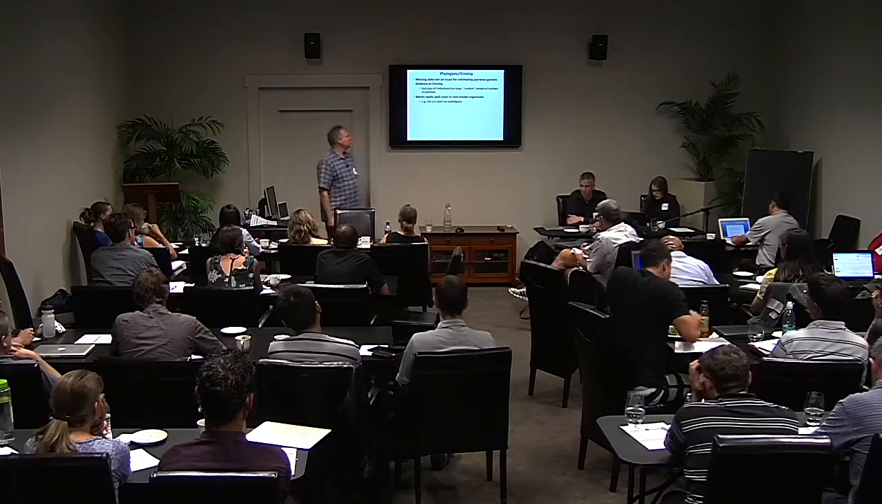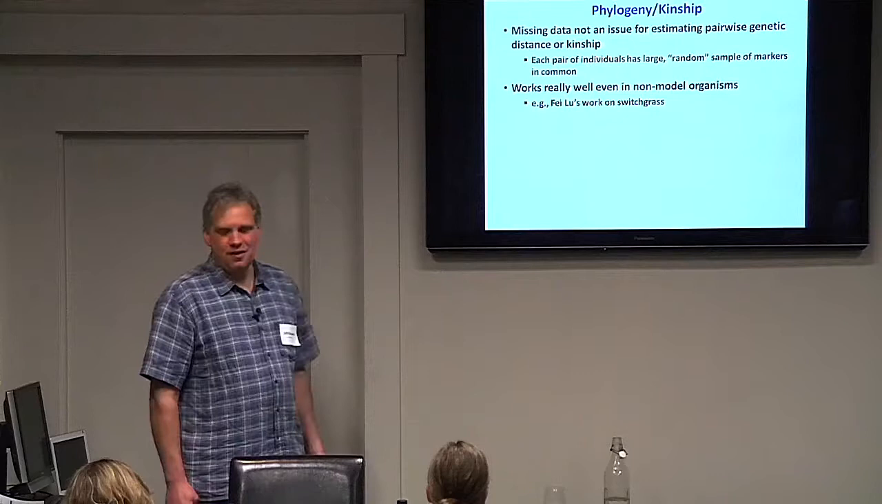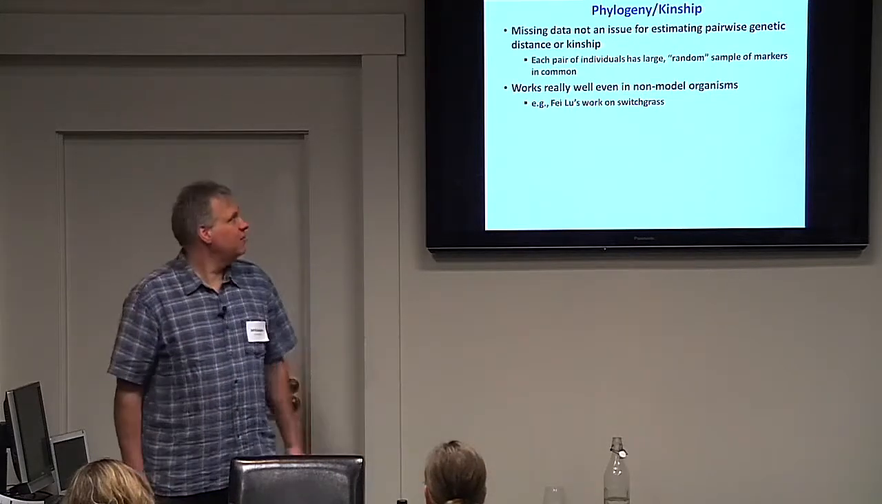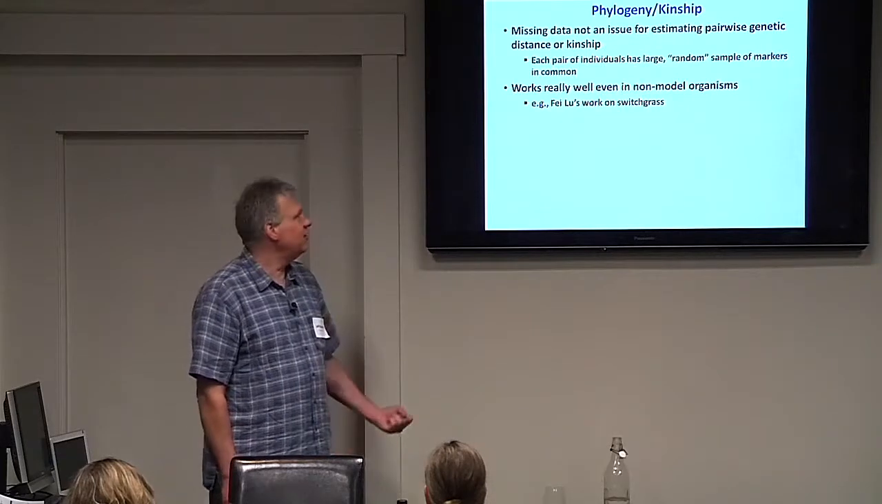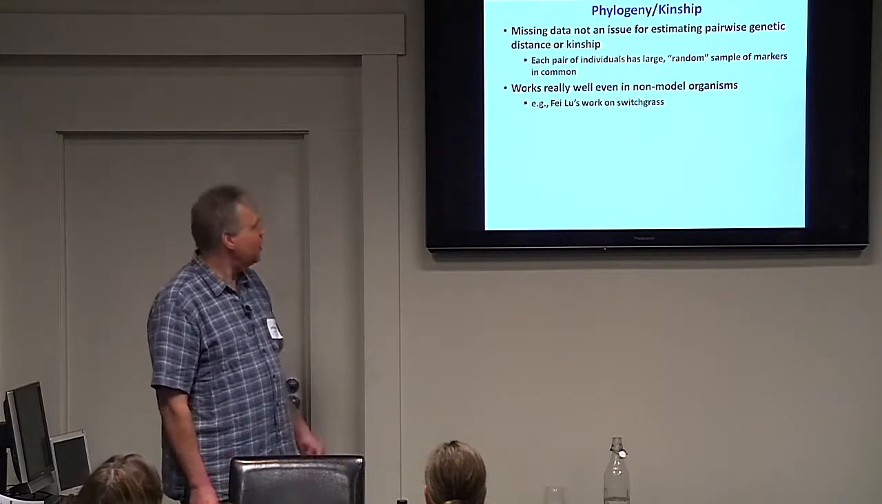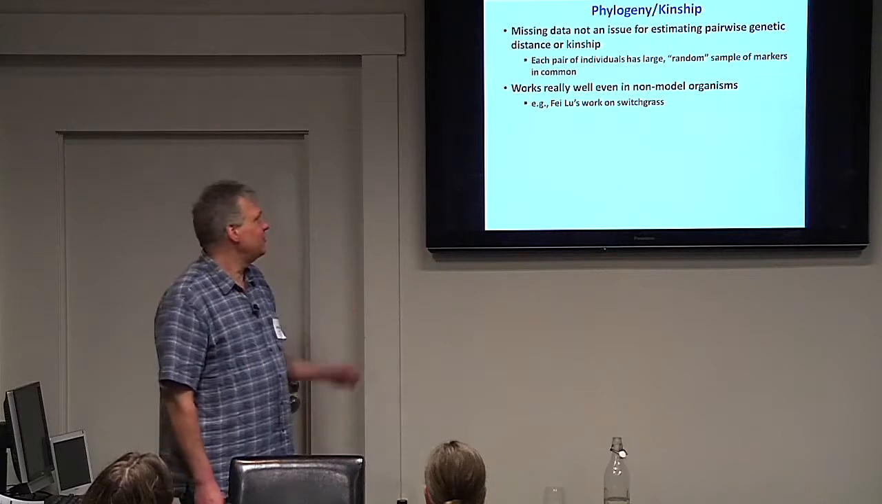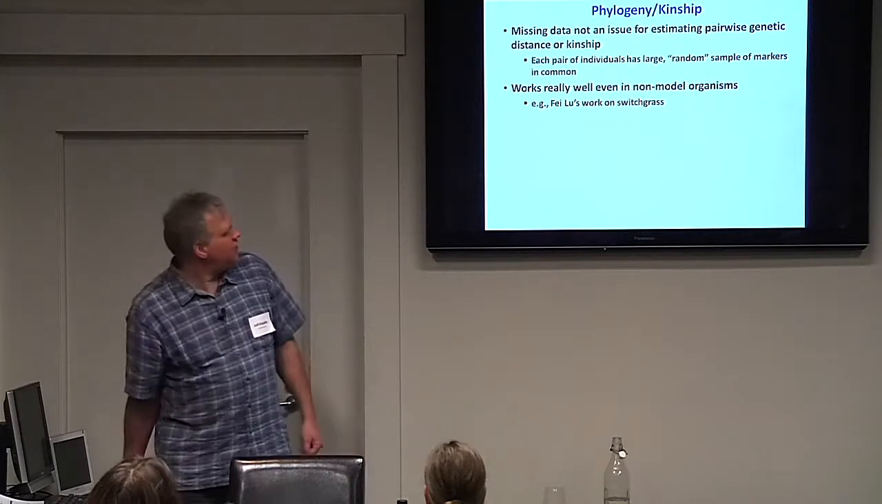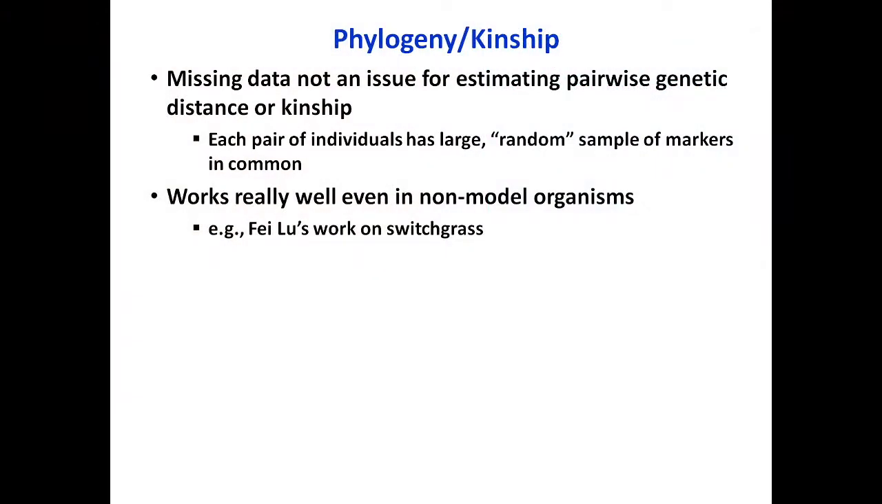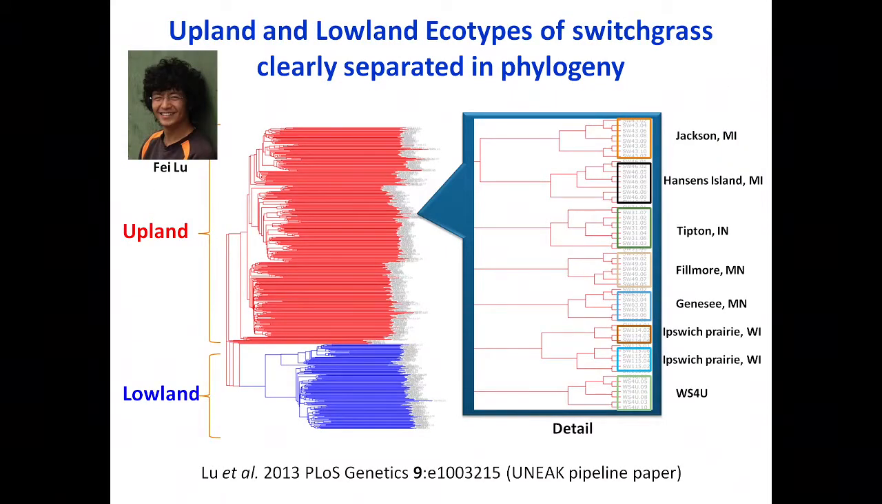So you can get really good estimates of pairwise distance from a large random sample of markers. So that's good. This can work really well even in non-model organisms. For example, Fei Lu is a postdoc in our lab who works in switchgrass, and he made a nice phylogeny, and I'm hoping it's going to come up next here. Yes, it does. There's Fei.